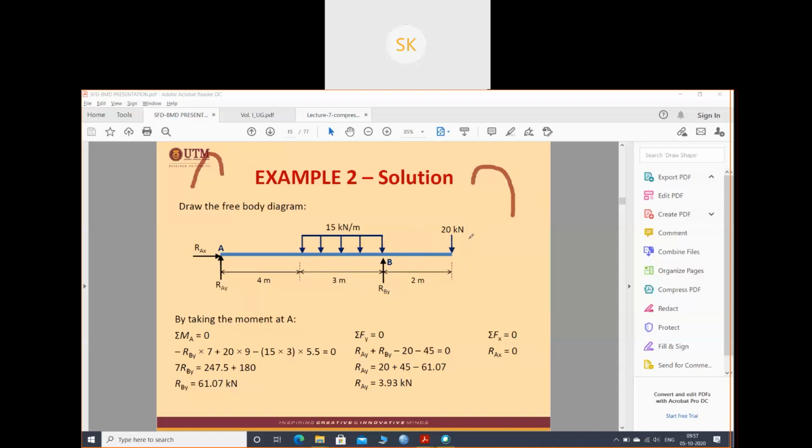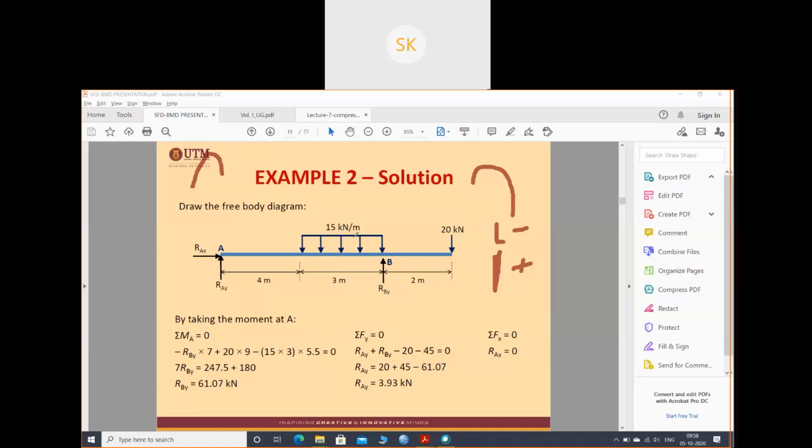It's up to you. If you are taking upward as positive, you always take upward as positive in a problem. Suppose in the earlier problem we have taken upward as positive, downward as negative. But in the next question I can take otherwise, but throughout the solution you have to take the same sign. So this person has taken the downward direction as positive. So 20 into, how much is the distance? 7, 9, 9 minus again this one.